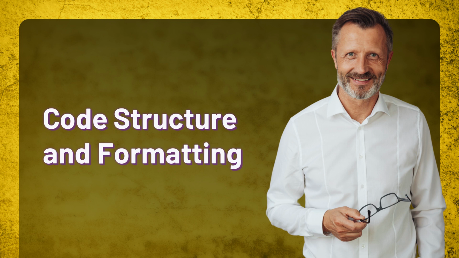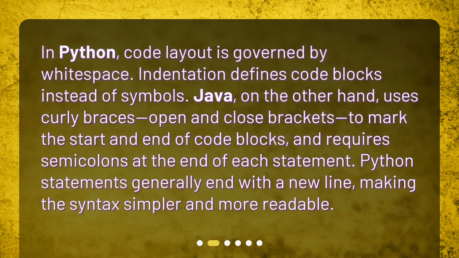Code structure and formatting. In Python, code layout is governed by whitespace. Indentation defines code blocks instead of symbols. Java, on the other hand, uses curly braces, open and close brackets, to mark the start and end of code blocks, and requires semicolons at the end of each statement. Python statements generally end with a new line, making the syntax simpler and more readable.